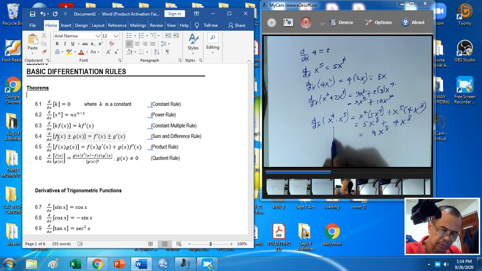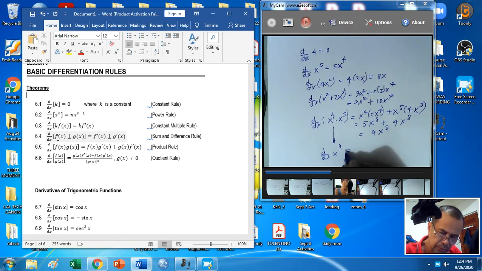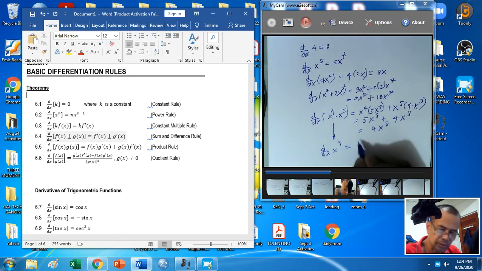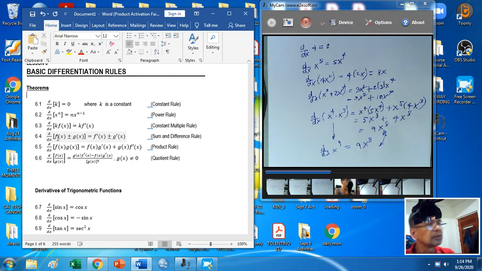Okay, verify now that this is the same as d/dx of x to the 9. And using the concept, this is also the same as 9x to the 9 minus 1, which is 8. Verification lang ng ano? Verification lang ng product rule.